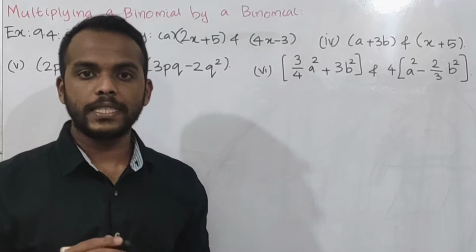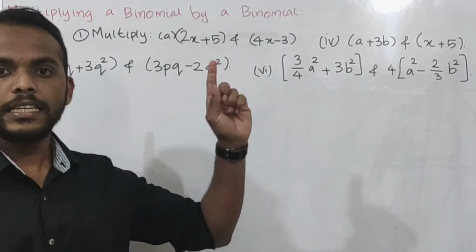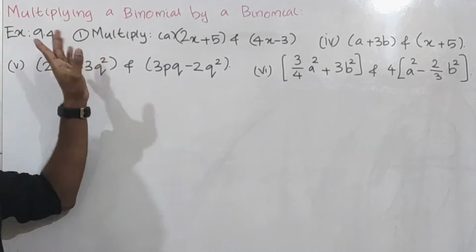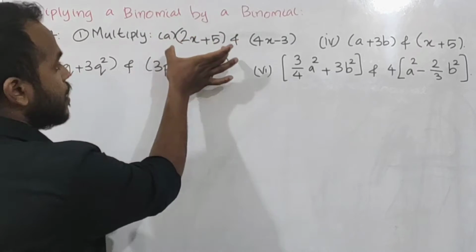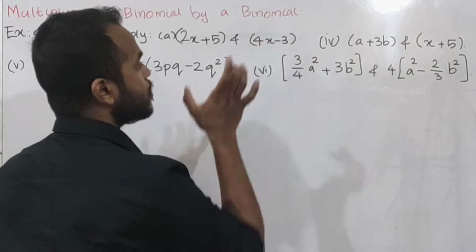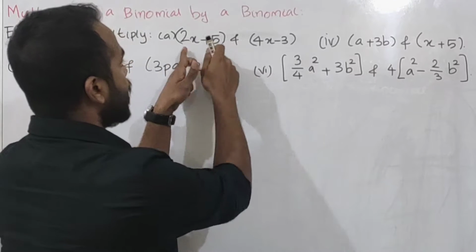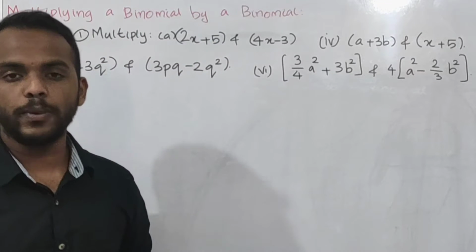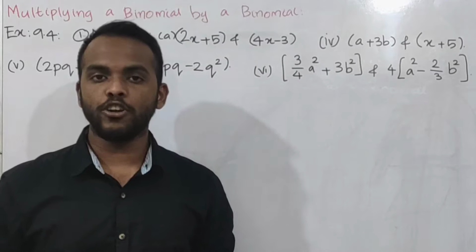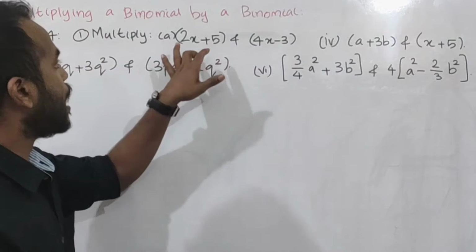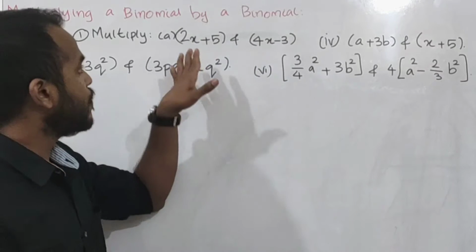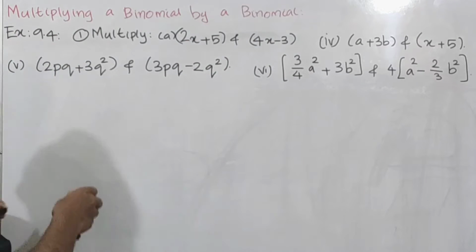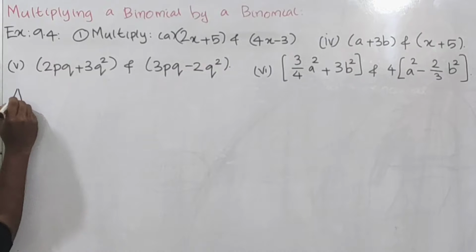Let's see this process with the help of our exercise question 9.4, question number 1. The question says to multiply two terms. This is an expression. This is another expression. This is clearly a binomial. What's the definition of a binomial? A binomial is a polynomial having two terms. So we have two terms, 2x plus 5, and the second expression is 4x minus 3. We need to multiply these two. Let's see how this can be done. So I'll write the answer over here.